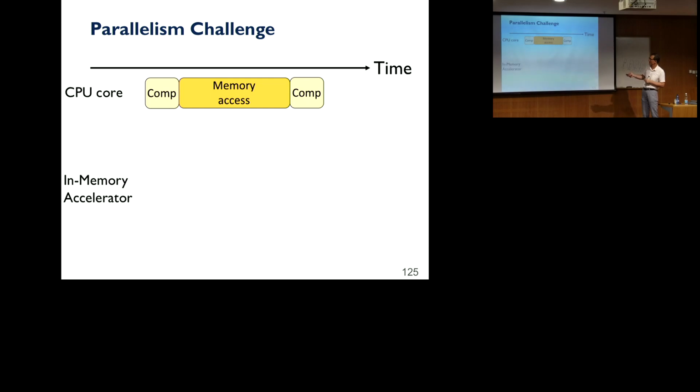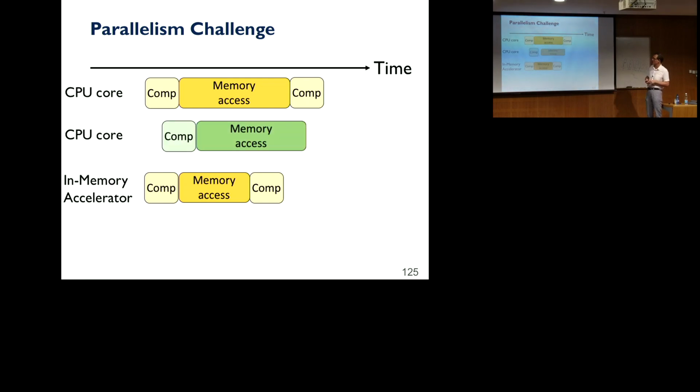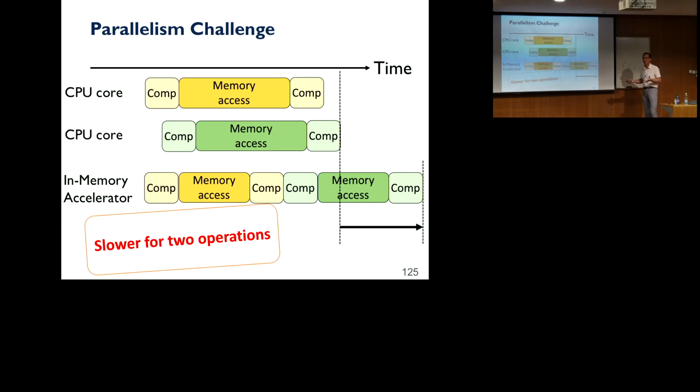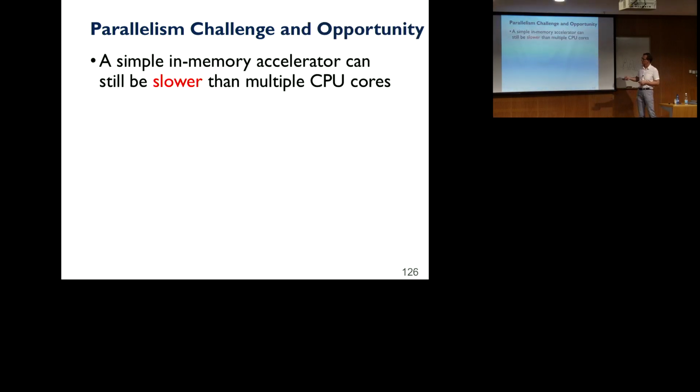a CPU core, if it does pointer chasing, is basically bound by this memory access. In memory accelerator, you can reduce the memory access because you're closer to memory. You're faster for one operation. But the CPU core actually has more parallelism if you're doing multiple pointer chasing at the same time, which is usually the case. In a database, for example, you're serving a lot of requests. If you have an in-memory accelerator that's not parallel, then you're serializing these operations, so you're slower for two operations. So how do you design the in-memory accelerator when you have limited area and budget? Basically, that's the key problem.